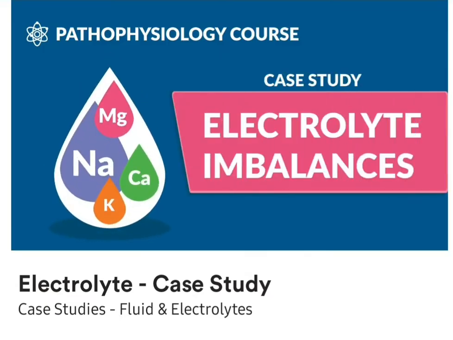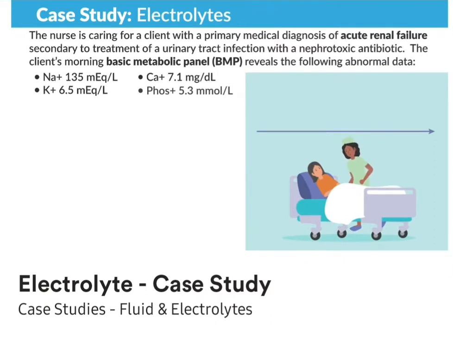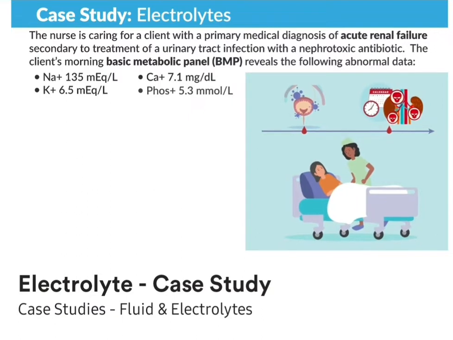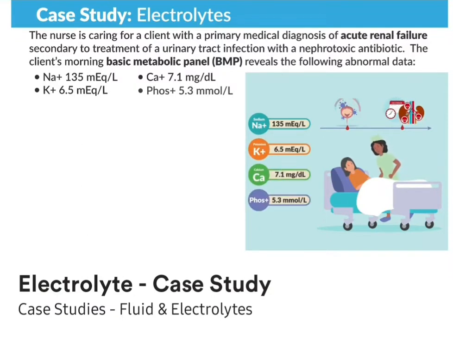Now moving on to the case study for electrolytes. So the nurse is caring for a client with the primary medical diagnosis of acute renal failure, secondary to treatment of a urinary tract infection with a nephrotoxic antibiotic. The client's morning basic metabolic panel, the BMP, reveals the following abnormal data. So sodium is 135, potassium 6.5, calcium 7.1, and phosphate 5.3. Wow, a lot of numbers there and a lot of keywords.